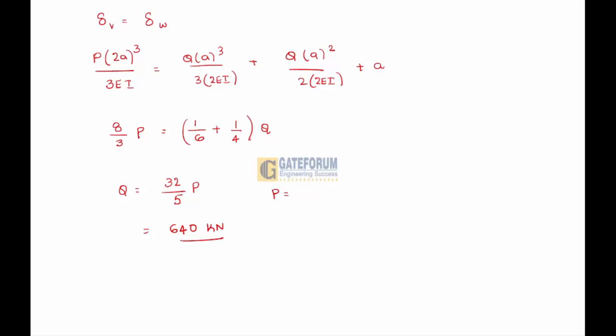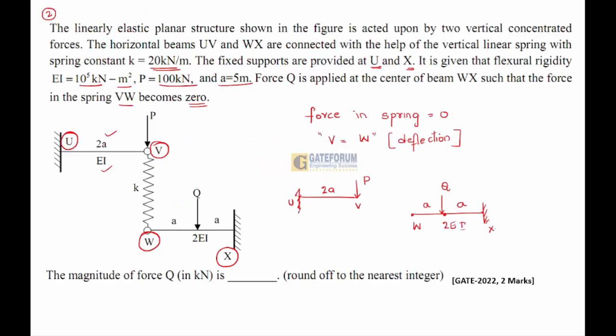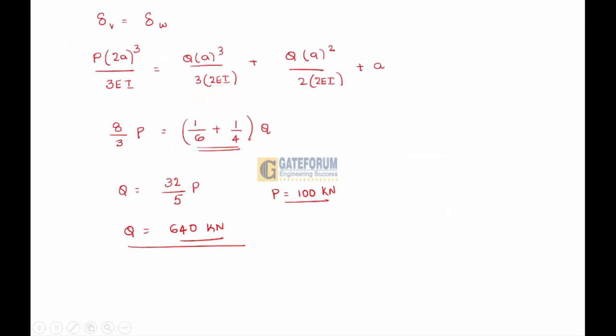As given, P is equal to 100 kilonewton. Here you take the LCM 24 and you cross multiply it, so that you will get the value of Q. So Q is 640 kilonewtons. Simple question, engineering mechanics, GATE 22, set 2, a 2 marks question. Only by knowing the basics of strength of materials and engineering mechanics, you will get the answer of 640 kilonewton, right? So these were the questions of set 2 engineering mechanics. Thank you, students.